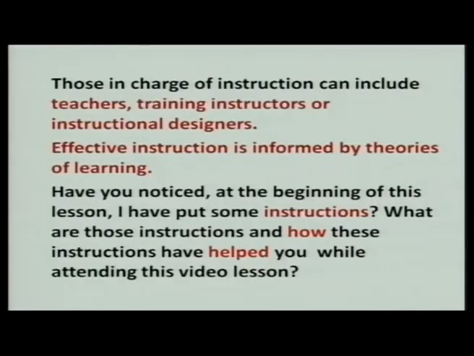Now, have you noticed at the beginning of this lesson I have put some instructions? I have started with some instructions. Can you remember those instructions? What are those instructions? And how have these instructions helped you while attending this video lesson? This is a task for you. If you can do it, then it will be better clear to you. I have given some instructions.